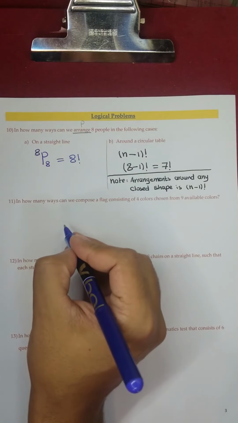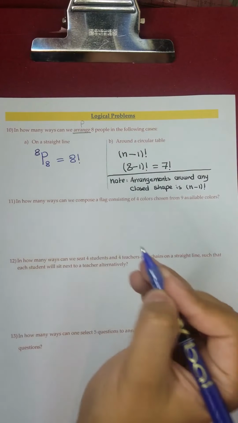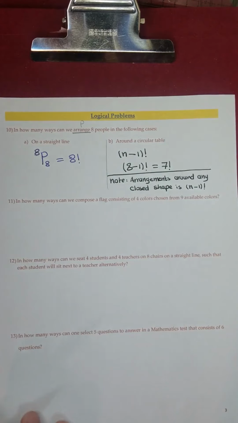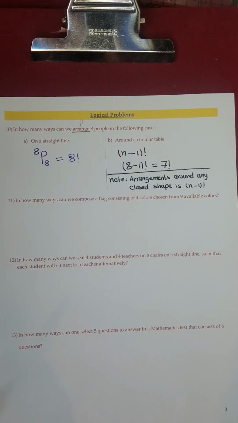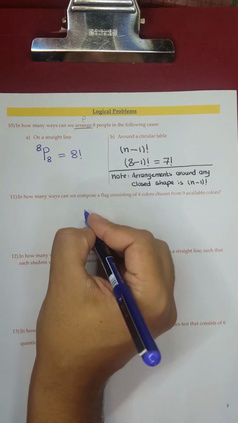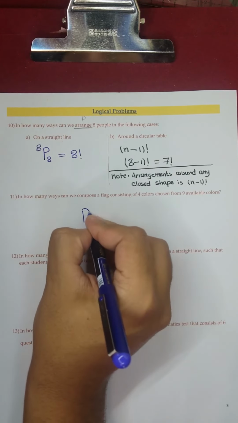So how many colors do I want to choose? I want to choose 4 out of 9. And do I want to arrange them? Yes, because it's a flag, we have to arrange these colors. If we put the red and then the white and then the black, that is Yemen. If it's a different order, it's a different country. So we have to arrange them. So it's an arrangement, so it's a permutation.